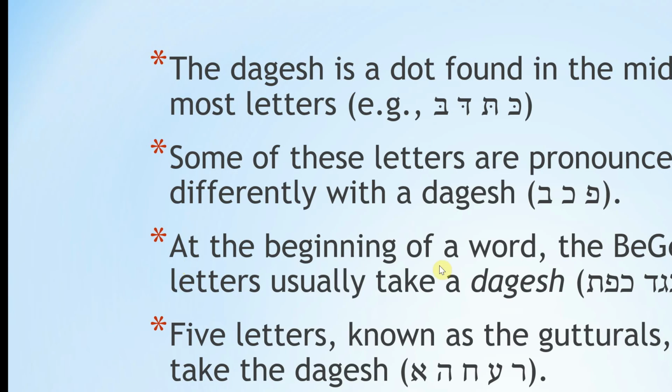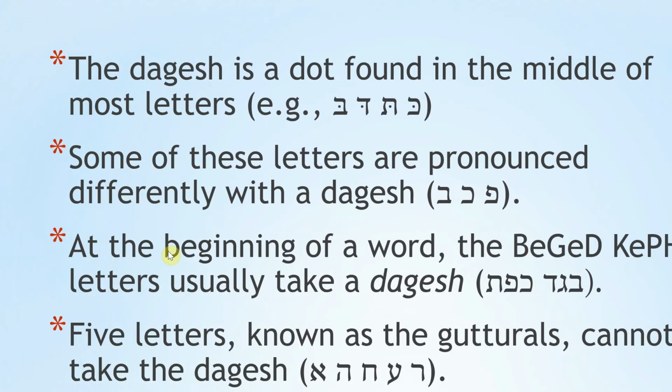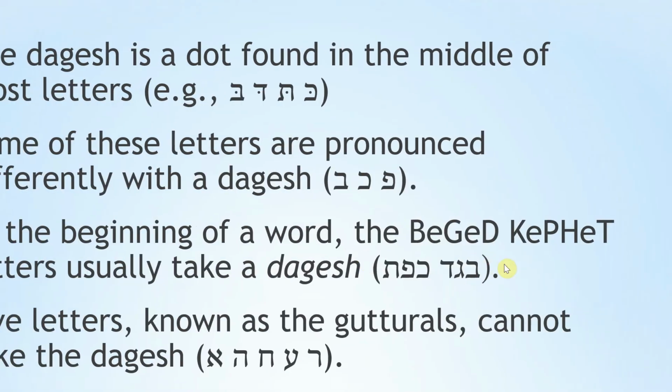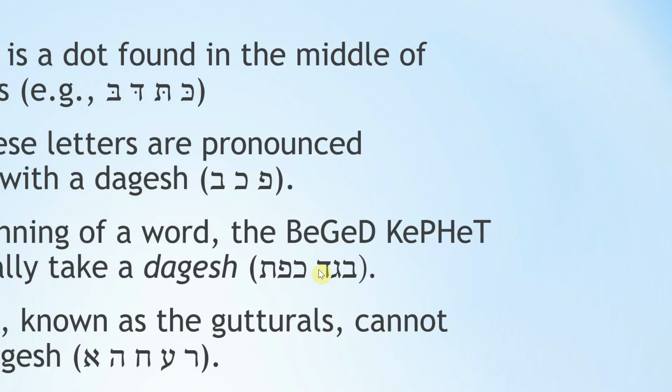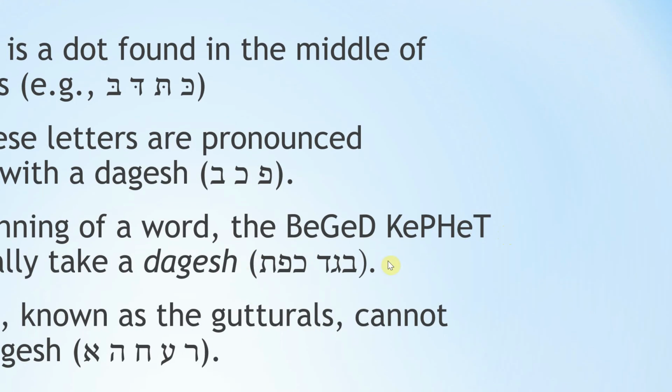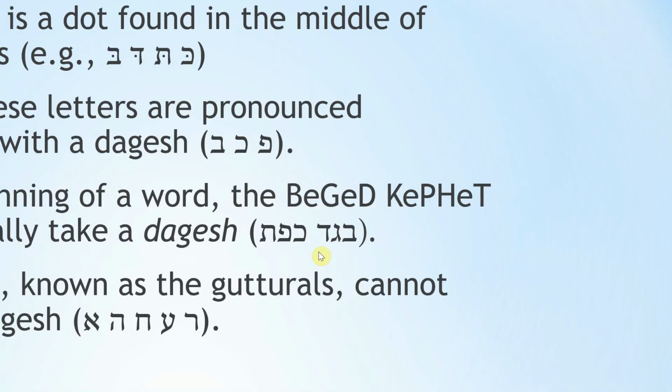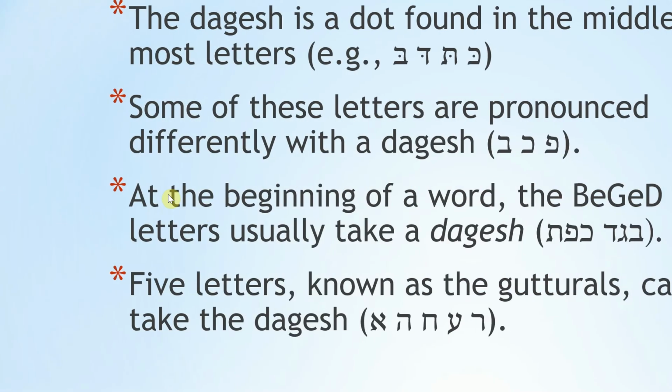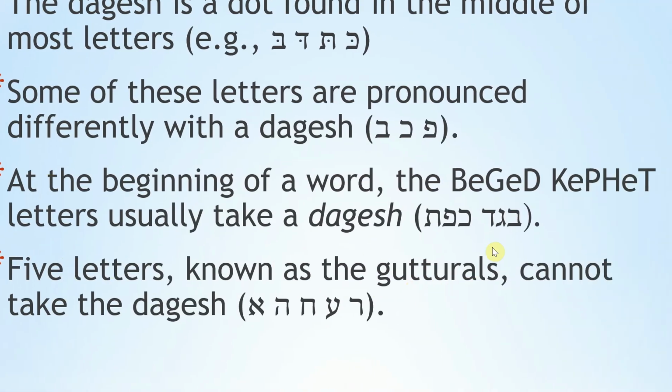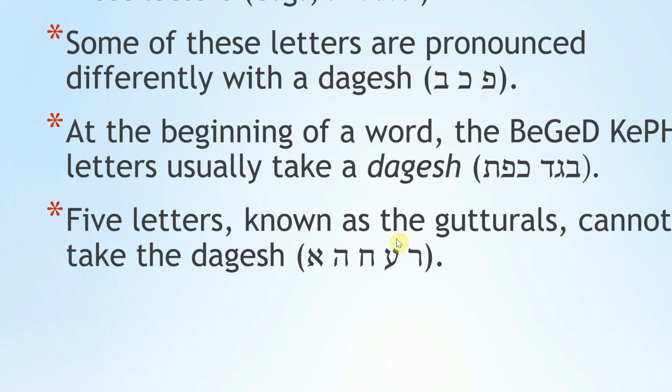Third, at the beginning of a word, the beged kefet letters usually take a Dagesh. So beged kefet is just an acronym. And when these letters are found at the beginning of a word, it will typically have a Dagesh. So that will change the pronunciation for some of these, right? Especially beit, kaf, and pei. Five letters, known as the guttural letters, cannot take a Dagesh, so you won't see a Dagesh in these.